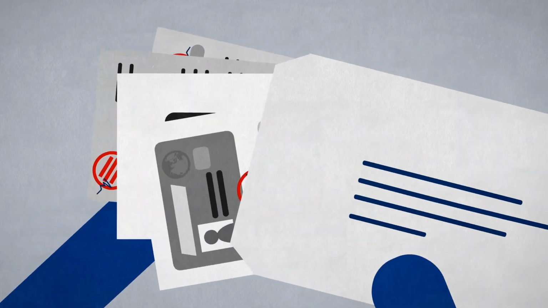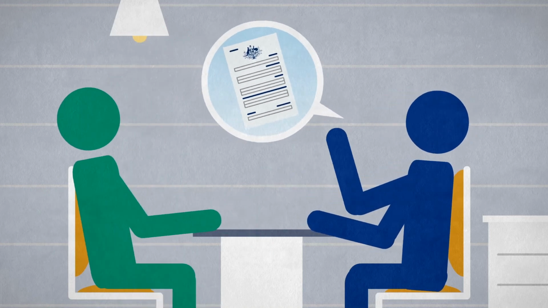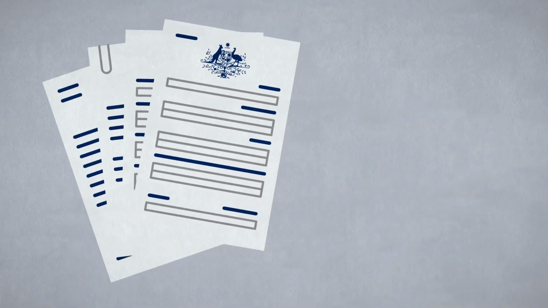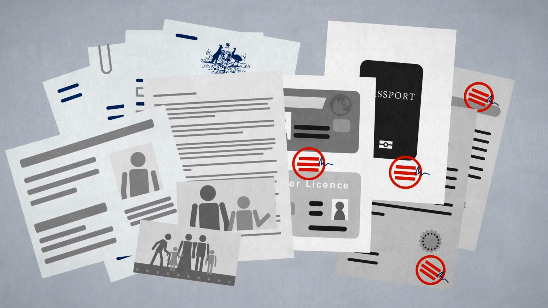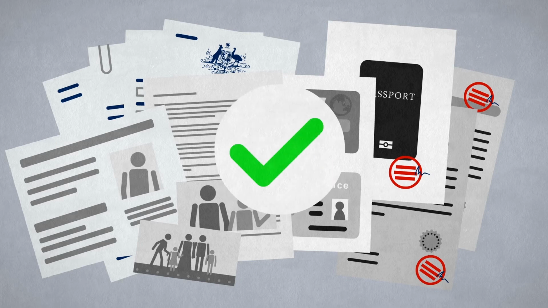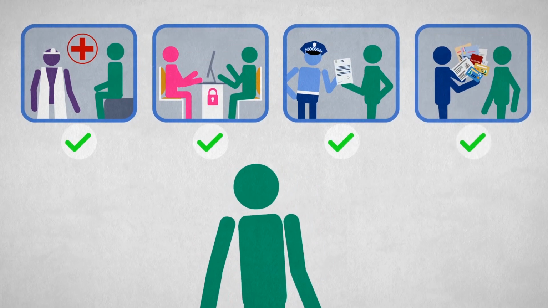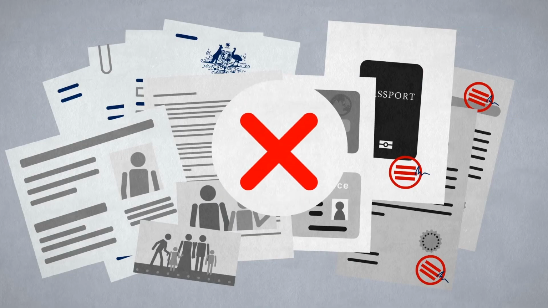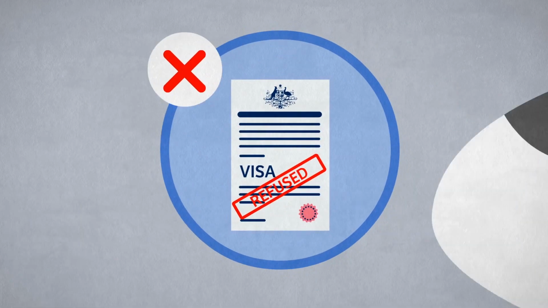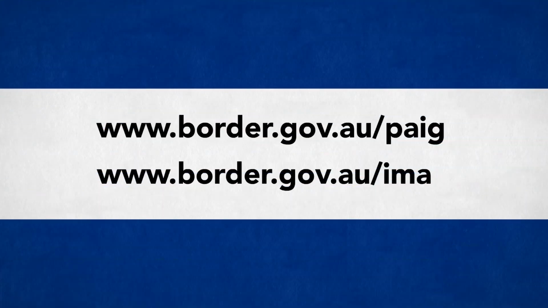The Immigration Department will consider your application and ask you to come to an interview to discuss your application and claims for protection. After the interview, a departmental officer will fully assess all your claims and evidence and make a decision on whether or not you engage Australia's protection obligations. If you are found to engage Australia's protection obligations and meet all other requirements like health, security, character and identity checks, you will be granted a visa. If you are found not to engage Australia's protection obligations, your application will be refused. You will be expected to depart Australia. Visit the Immigration Department's web pages for up-to-date information about the protection visa application process.